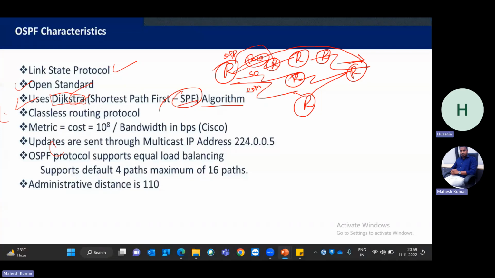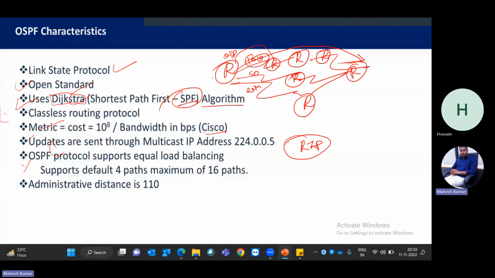It is a classless routing protocol, which means it supports subnetted and non-subnetted networks. The metric is cost, based on bandwidth in bits per second. According to Cisco, the highest bandwidth will be the best path. And updates are sent through the multicast IP address 224.0.0.5.